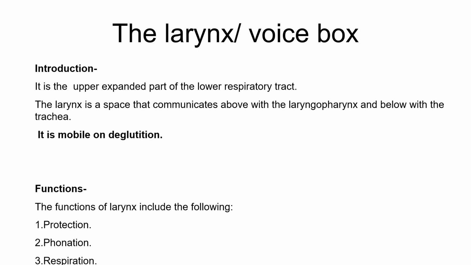What is the larynx? Larynx is also called as the voice box, and it is the upper expanded part of the lower respiratory tract. Now respiratory tract has got two parts, upper and lower. Now this upper expanded part of the lower respiratory tract is exactly the space that communicates above with the laryngopharynx and below with the trachea. We should keep in mind that the larynx is a mobile structure and it moves with deglutition. Now what is deglutition, students? Deglutition means swallowing. The act of swallowing is called deglutition.